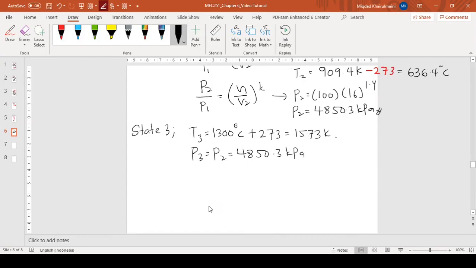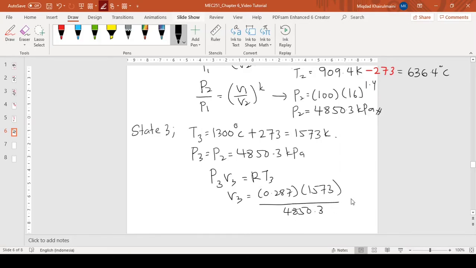What we have to calculate now is the specific volume. Using the ideal gas law, we calculate the specific volume: 0.287 multiplied by 1573 divided by 4850.3. So we get 0.0931 meter cubed per kilogram.